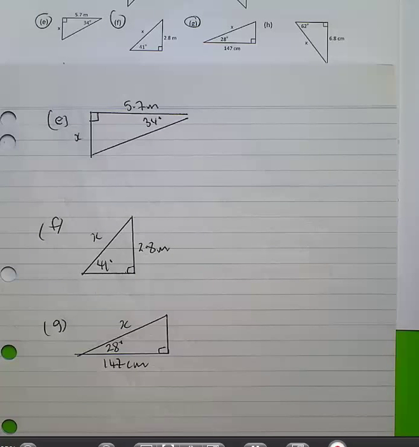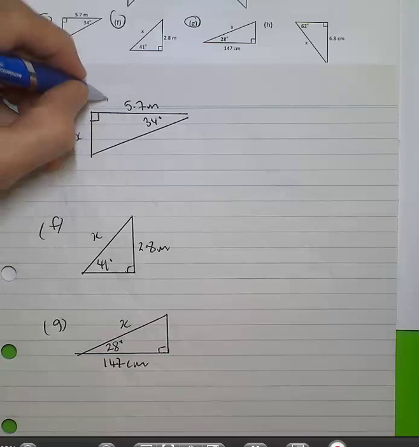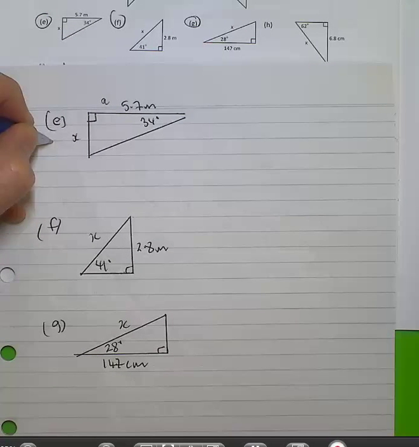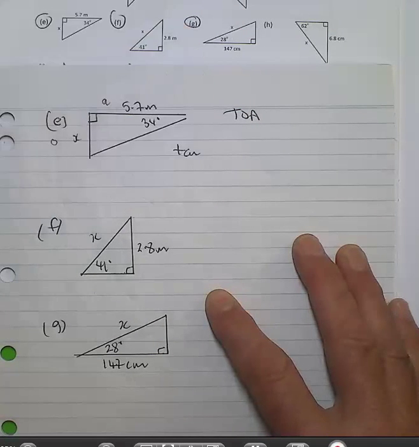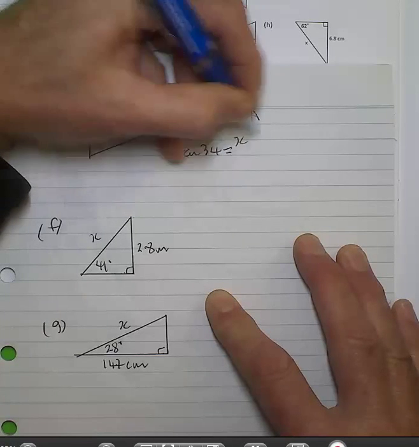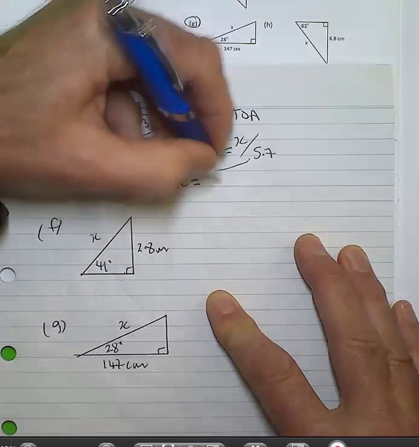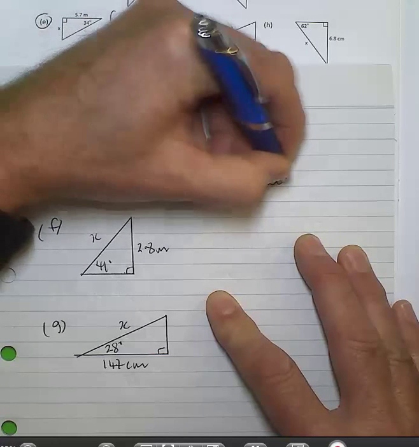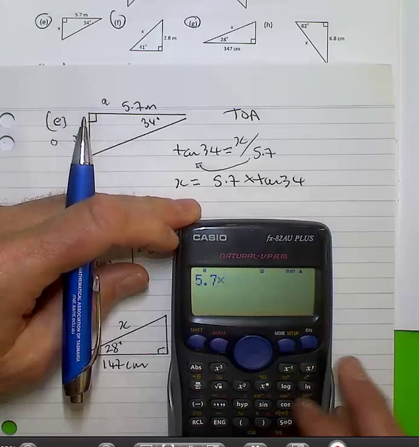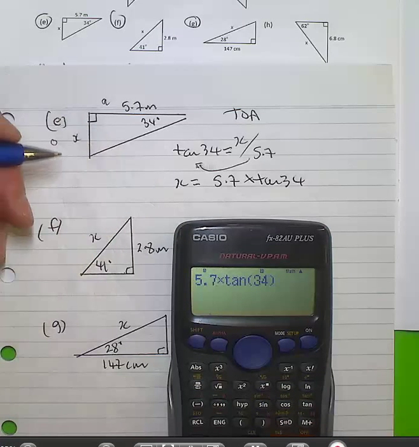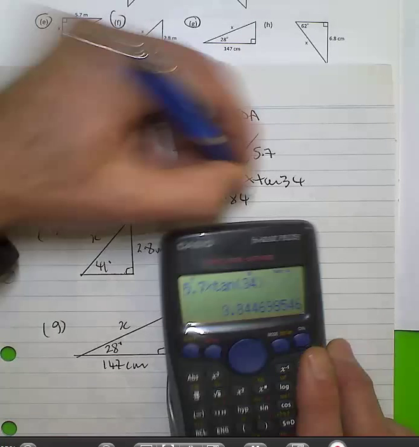Continuing with question 22, in E, I'm dealing with the angle theta, which is 34, the adjacent side, which is 5.7, and I need information on the opposite side. So that relates to the tan ratio. Tan of 34 is equal to x over 5.7. Transposing, 5.7 times the tan of 34. Now I'm just in the habit of closing that bracket set. So I end up with 3.84 metres in this case.